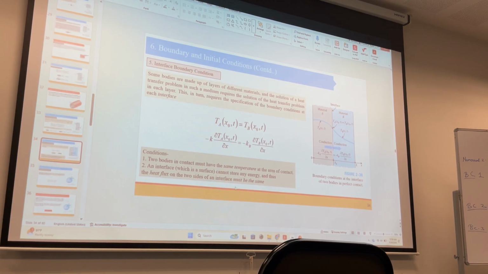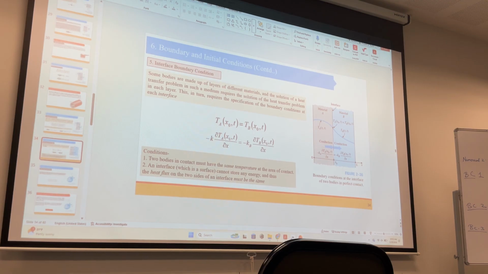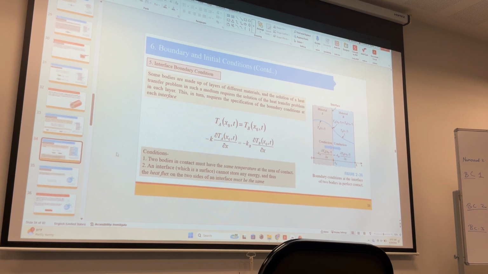An interface cannot store any energy. Like I said, on the surface of a wall, there is no energy stored on the surface. So same, the interface cannot store any energy, and thus the heat flux on the two sides of an interface must be the same. Since they are different materials, but both are solid, the heat transfer will be by conduction only. No convection, only conduction.